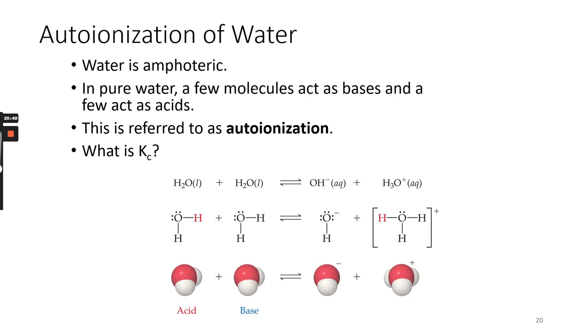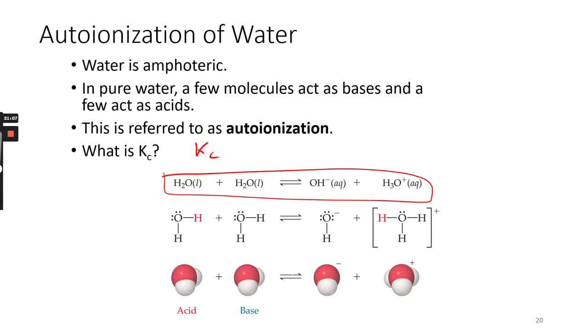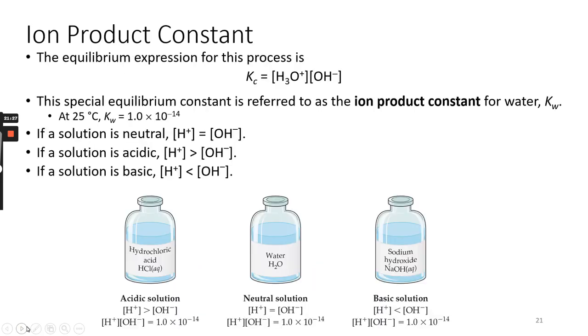So again, water is amphoteric. In pure water, a few molecules will act as a base and some will act as acids. This is referred to as autoionization. What is your equilibrium constant for this reaction? Let's remember what we did in chapter 15. Kc, remember, solids and liquids are not in your equilibrium constant, so it'll be equal to your products only. This will be your equilibrium constant for the self-ionization of water, and that's what's written here.